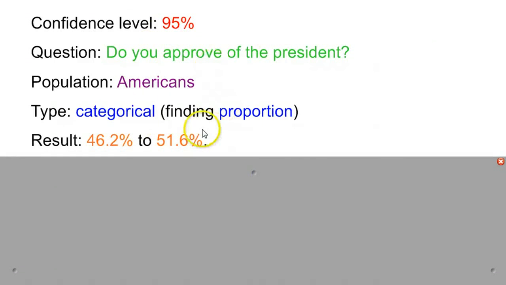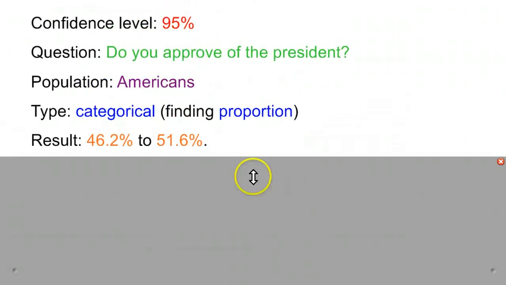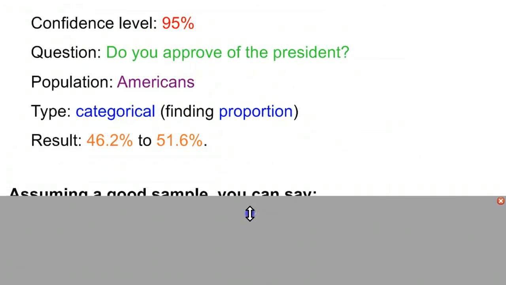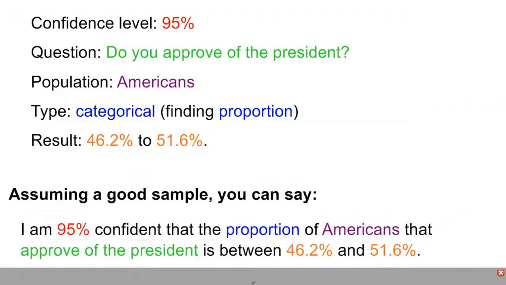And if we run our calculations, let's do our sampling, collect all our data, get our confidence interval. Let's say that we get the result 46.2% to 51.6%. So after we go out, collect our data, and do our calculations, we get these numbers. Now what to do with all of this? If we're going to construct that into a sentence, if you assume that we had a true SRS or something similar, we can say the following.